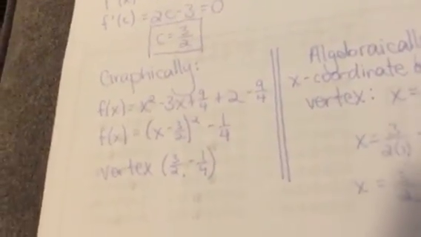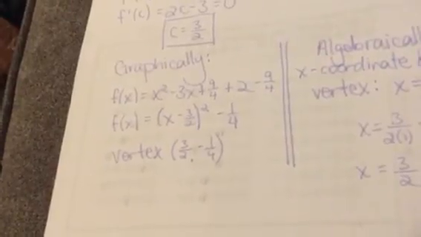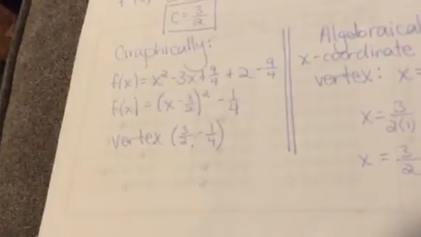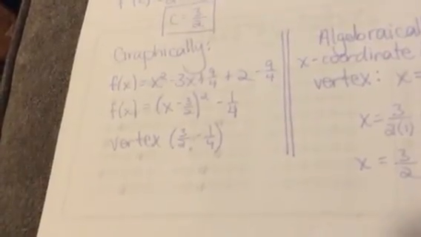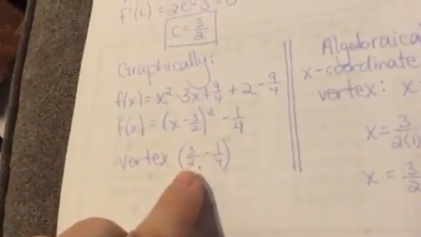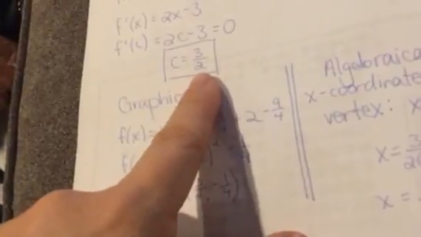Now, why am I talking about the vertex? Well, what kind of graph is this? This is a parabola. So where is there a horizontal tangent, or where is the derivative equal to 0 on a parabola? Ding, ding, ding, it's at the vertex, right? So we've confirmed in one way that the horizontal tangent is at 3 over 2, just like we saw from Rolle's theorem.